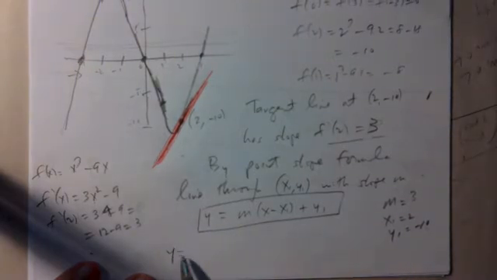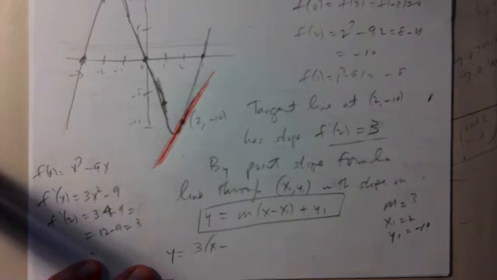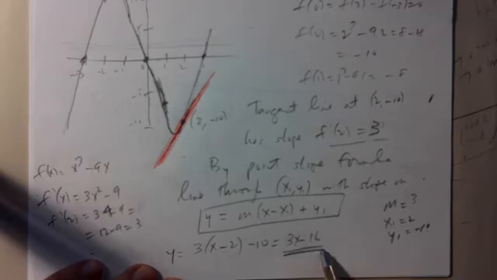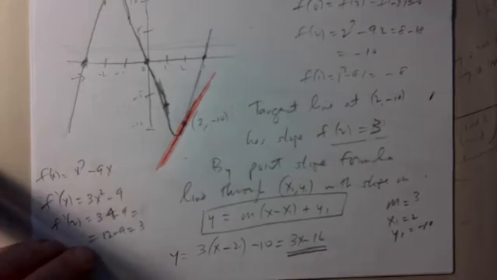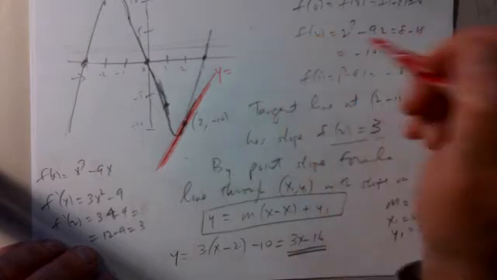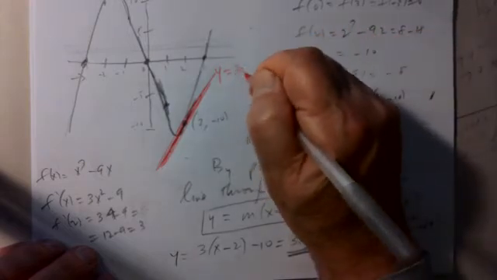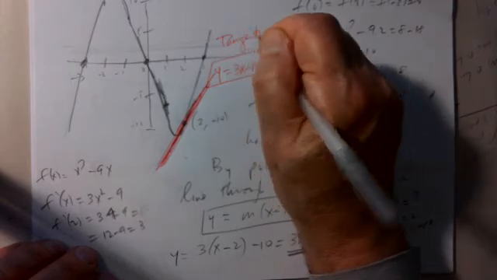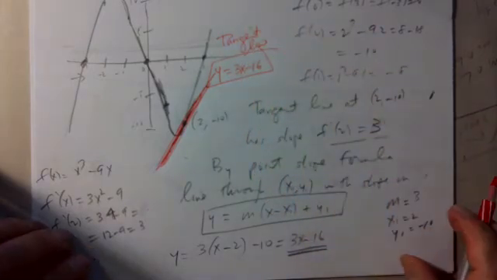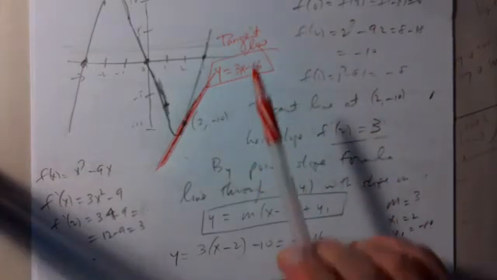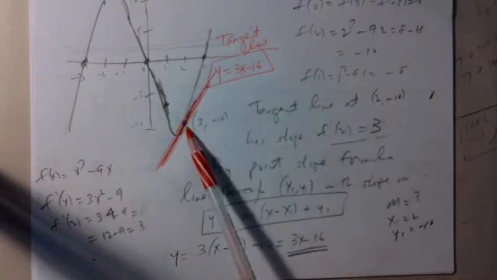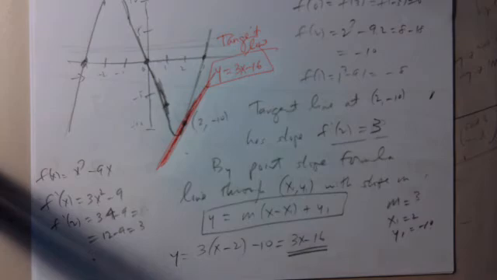So the tangent line is y equals 3 times x minus 2, minus 10, which is 3x minus 16. So this tangent line is y equals 3x minus 16. That's the equation of the tangent line. And you can see when x equals 2, you get minus 10. So this line goes through this point, and the slope is 3.